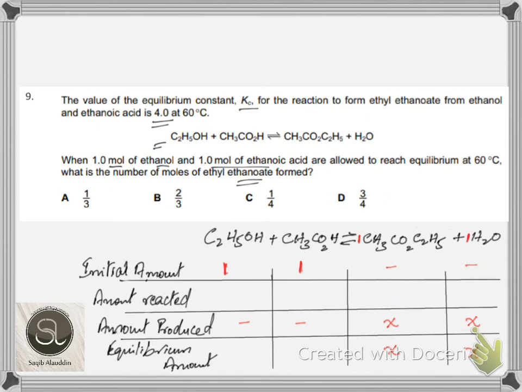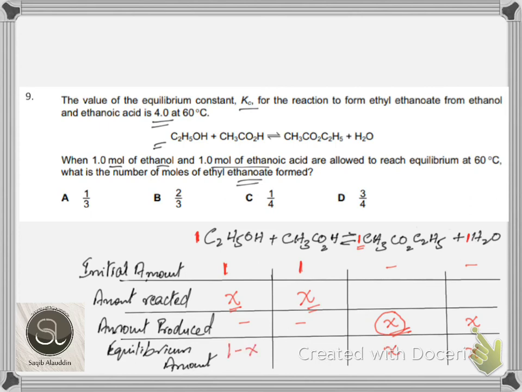Now see, if 1 mole of ethanol produces 1 mole of ethyl ethanoate, the ester, and you have X moles of ethyl ethanoate, how much ethanol would have reacted? X. And similarly, X amount of acid will have reacted. See, simple. We say 1 mole of ethanol produces 1 mole of the ester. So if you have X moles of ester, then X moles of alcohol and X moles of the acid have reacted.